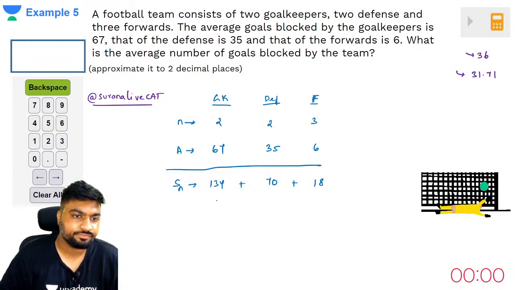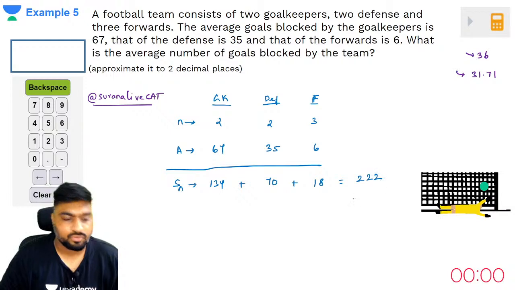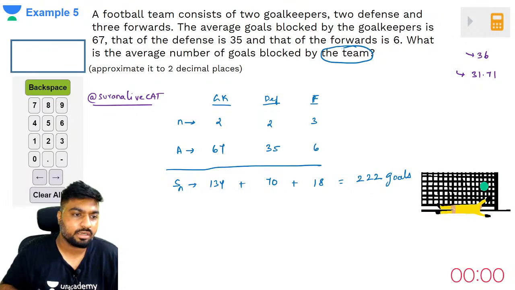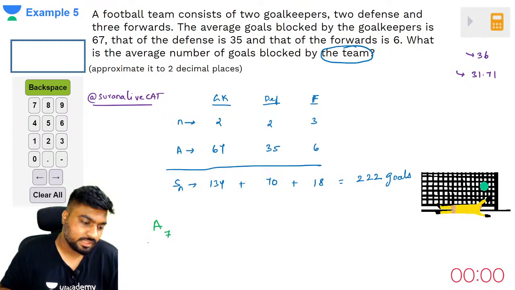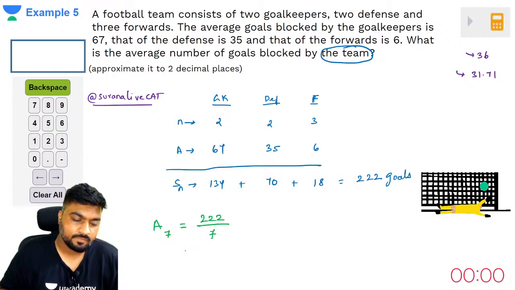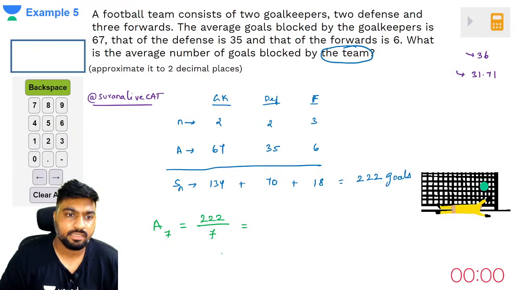Do you agree with this? This is how much? 204, 214, 222. Correct? 222 goals have been blocked overall. Now they want to know overall by the team how many goals were blocked on average. So average of how many players now? 2, 4, 7 players. Average of 7 players blocking 222 goals is going to be what? 222 by 7. How much is this going to be?